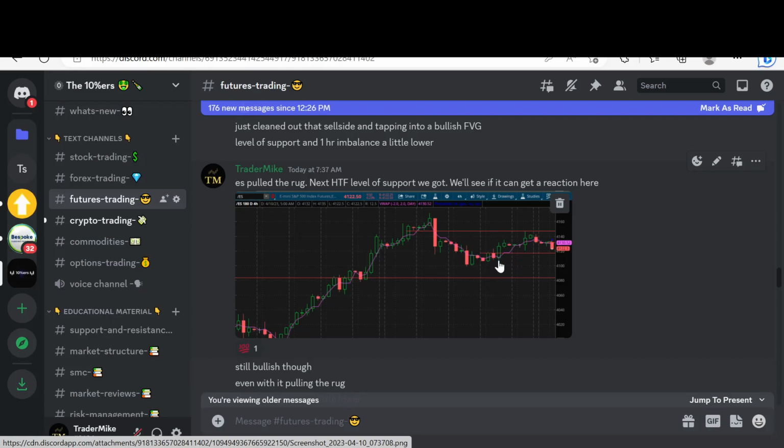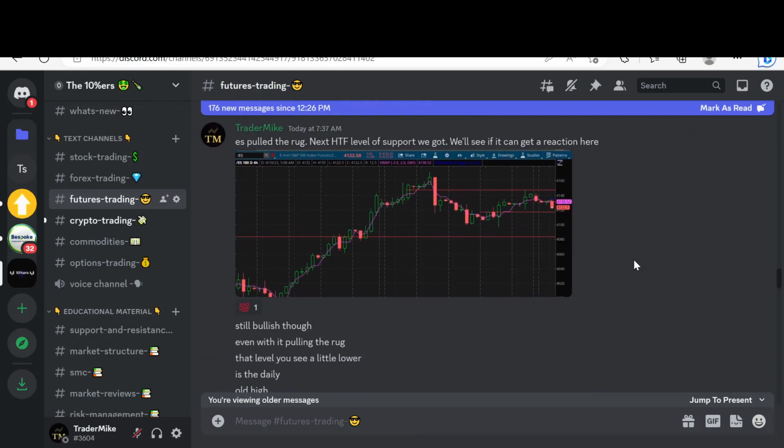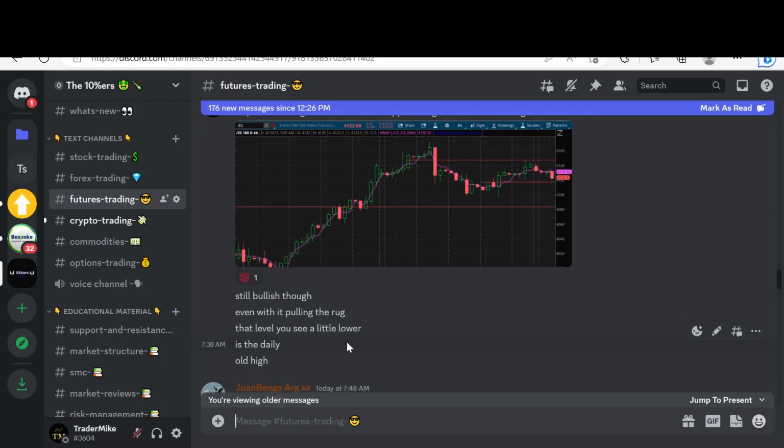What I have noted there is a 4 hour bullish order block. I said still bullish though, even with it pulling the rug. That level you see a little lower is the daily old high. Okay, so again, my bias on it remained bullish, because I figure it's just a matter of timing it, right? Again, those were lower time frame levels. They weren't significant levels of support. Okay, so we're not going to get stuck on those lower time frame levels. We're just going to readjust our focus and find that next key level of support. That's right there. That is the next key level of support.